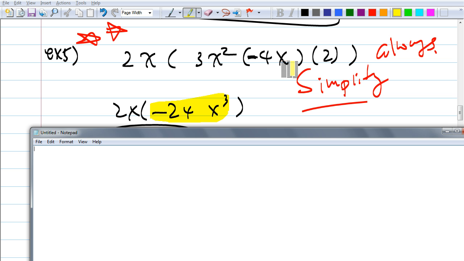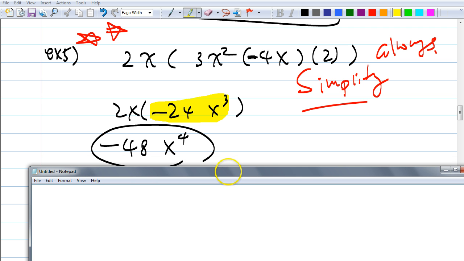Then, who could tell me what to do next? Leah, what's my next step? What would I write? Good. 2 times negative 24 times x times x cubed, which then becomes, excellent. How many people got negative 48x to the 4th power? If you didn't, do you see a mistake? Some of you got positive 48. You didn't recognize that it's negative 24 there, so the whole thing is negative. Some of you wrote down like 126 or something. I don't know.